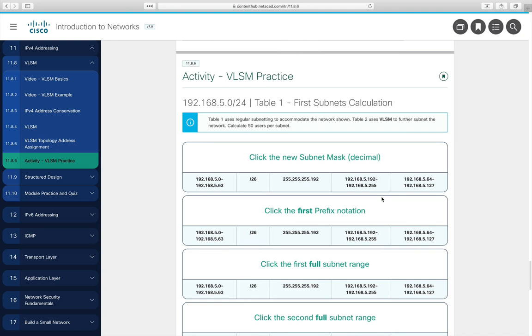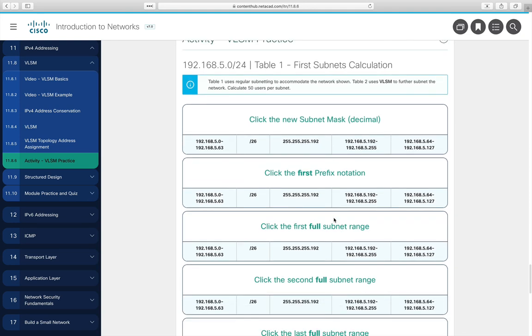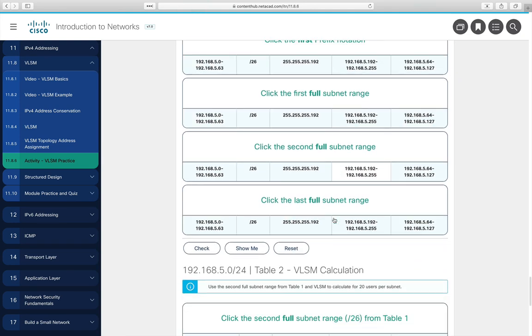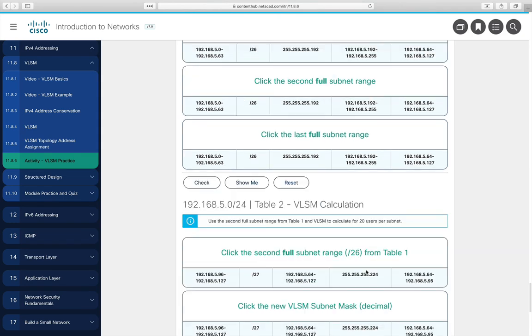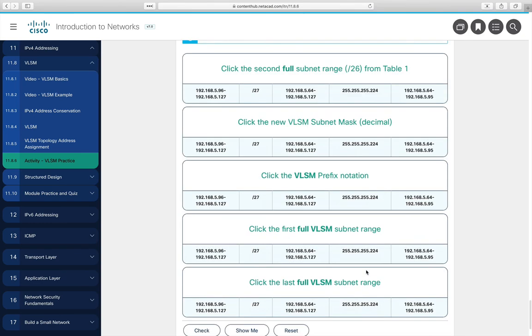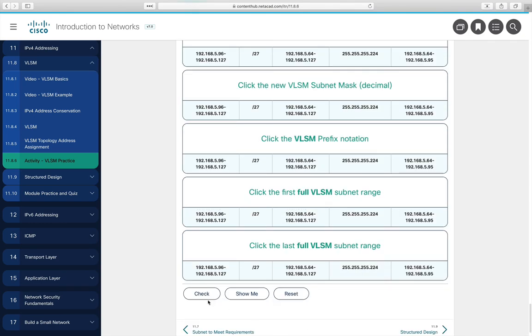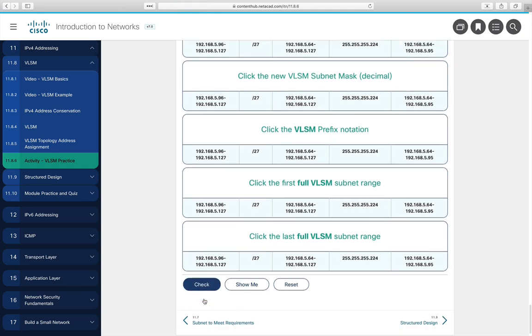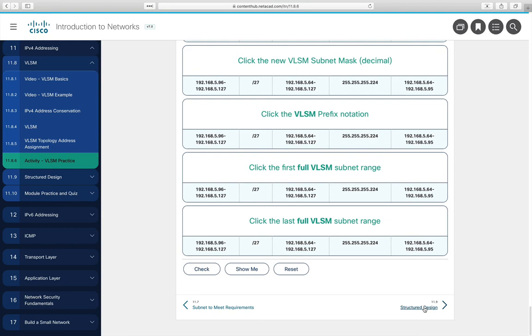11.8.6 is an activity to practice the subnetting, or at least using variable length subnet mask. You can do that on your own and then check yourself. They have a second table down here. Instead of doing a new problem, it looks like they're giving you 2 tables, and you can check that. So you can do those on your own.